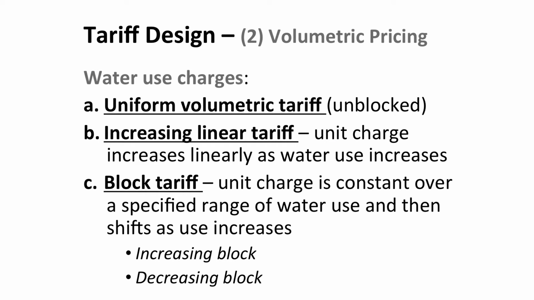In this case, the unit charge increases linearly as water use increases. This tariff can be a bit difficult to follow, but one way to think about it more clearly is to imagine it as an increasing block tariff with infinitely small blocks. Again, there are 2 variants of the increasing linear tariff. In the first case, the volumetric rate associated with the incremental, the last unit used, applies only to the last unit of water used, not all the previous units. In the second case, the volumetric rate associated with the last incremental unit used applies to all of the water used, that is, all the intramarginal units.